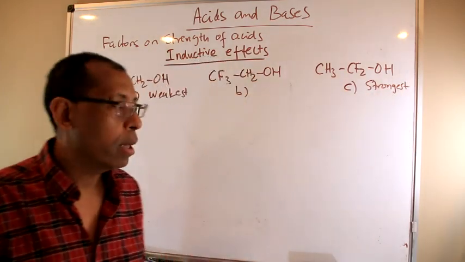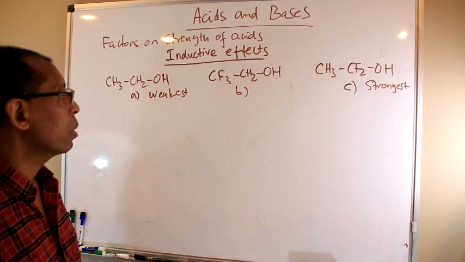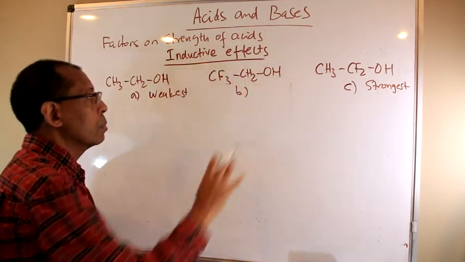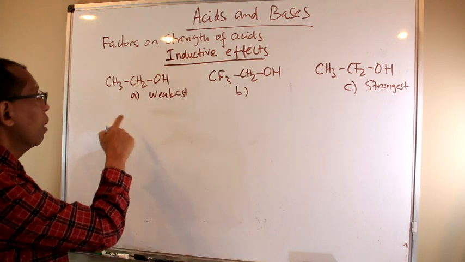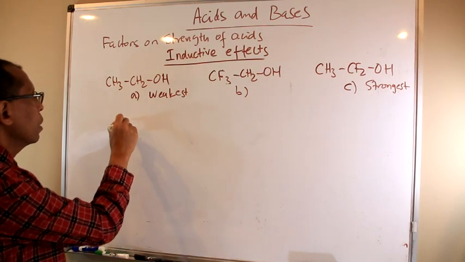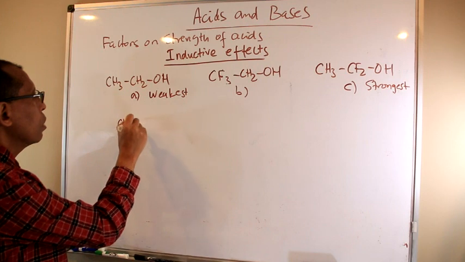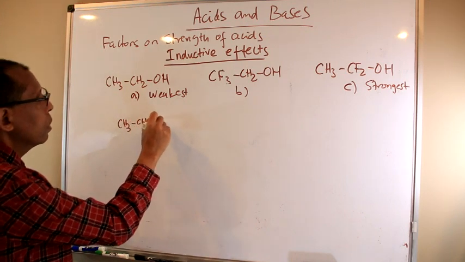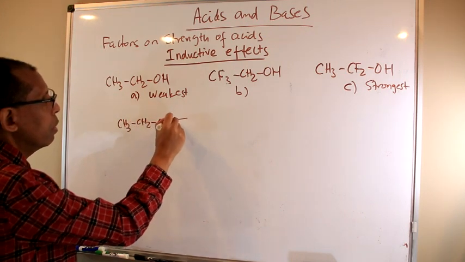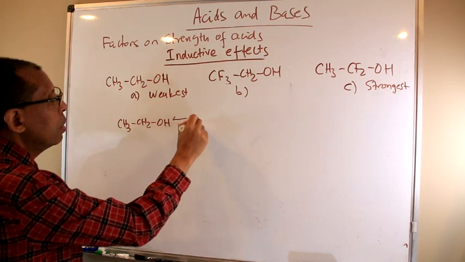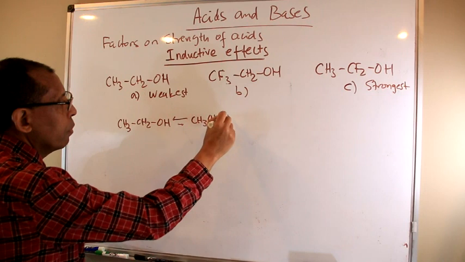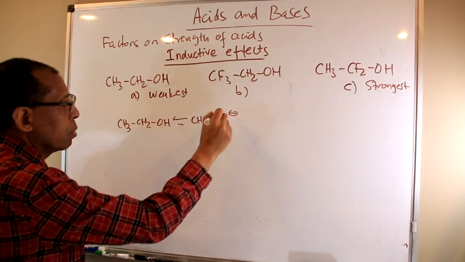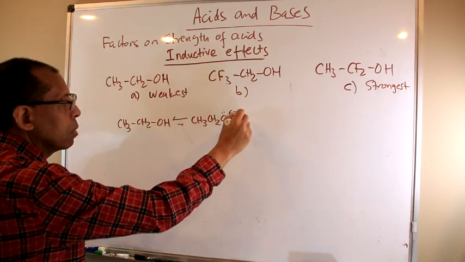Why? We'll see what the inductive effects look like. This is between the two. If you just look at the dissociation of this CH3CH2OH, you have seen it in a previous example, it is not resonance stabilized. Therefore, it's a weak acid, as we have already found out for A.